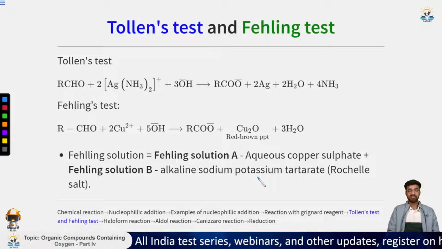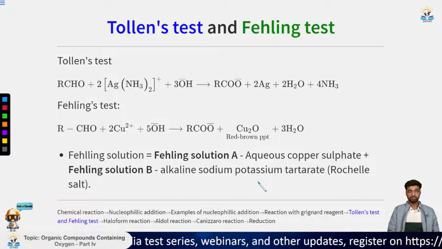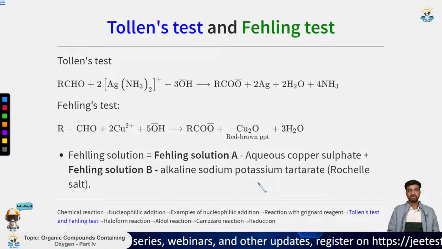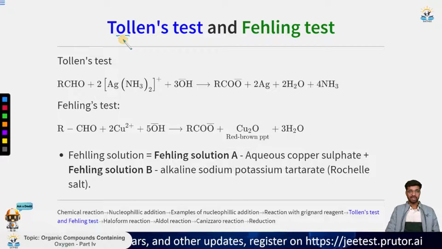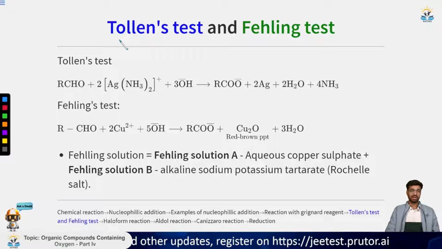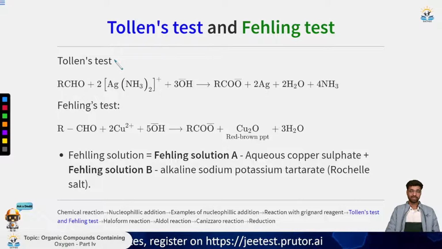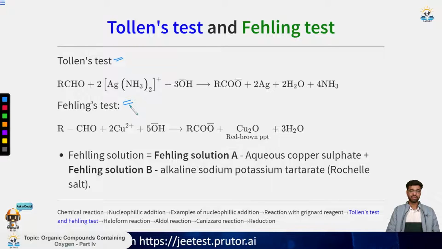But today we will be seeing some mild oxidizing agents, which are also used as indicators for the functional group. Suppose we have an aldehyde and we want to distinguish an aldehyde from a ketone. We can do it using 2 tests. The first one is Tollens' test, and the second one is Fehling's test.